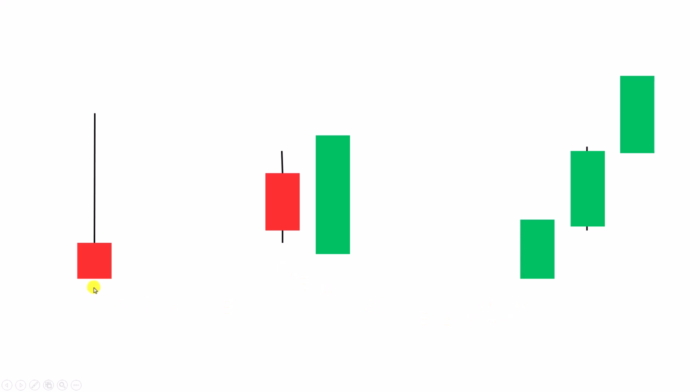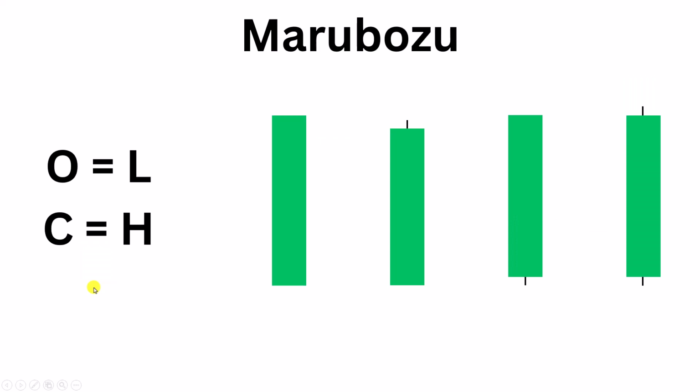So let us start with the first single candlestick pattern, which is Marubozu. Now this is a Marubozu candle. This is the original Marubozu candle, and these are the variants of it. In a Marubozu green candle, open will be equal to low and close will be equal to high. And this represents the buyer sentiment, and it says that the buyer sentiment is very strong.